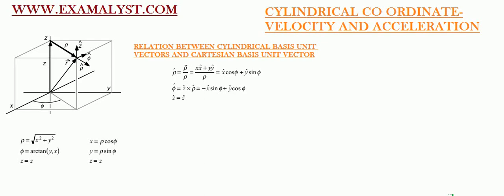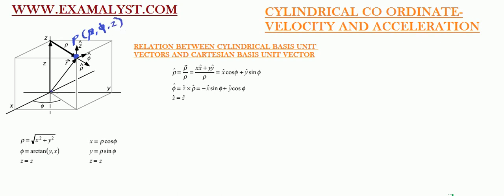So in this lecture, we'll take a look at velocity and acceleration in the cylindrical coordinate system. You see on the diagram any point P. This particular point P in cylindrical coordinates can be represented in 3D by three coordinates: rho, which is like r in polar, and then there is phi, and there is z.